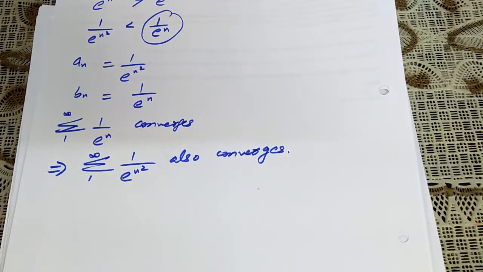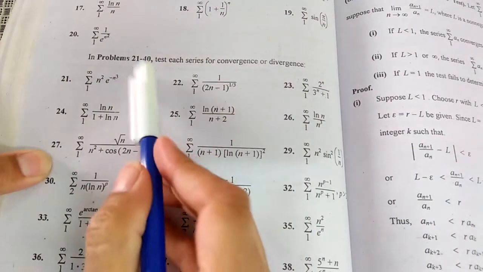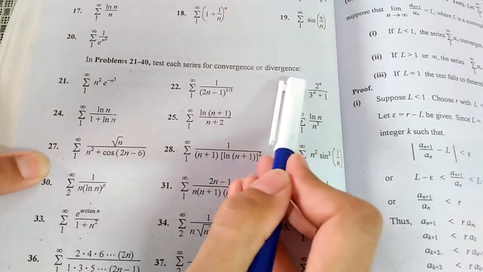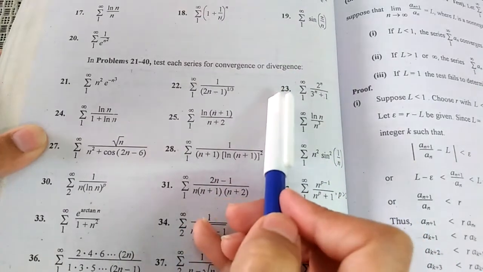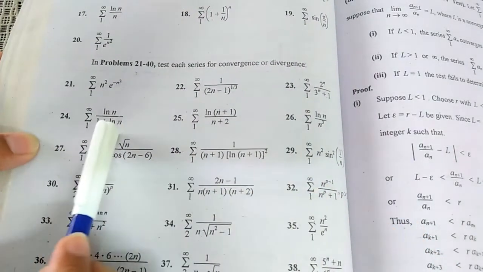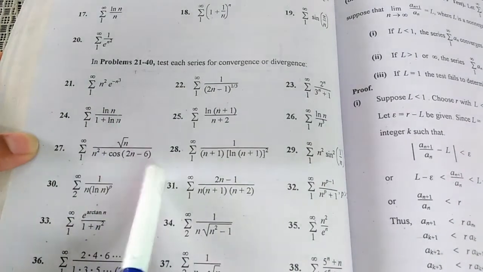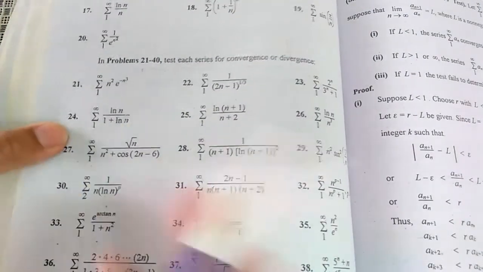Now for question number 21 to 40. Test each series for convergence or divergence. Now they have not specified which test you have to use. You can use any test here to check whether it is converging or diverging. So let's start from question number 21.